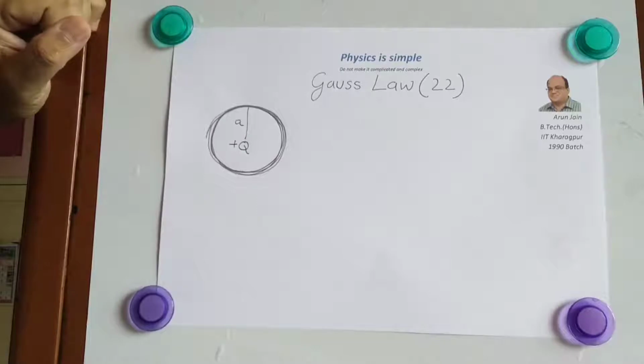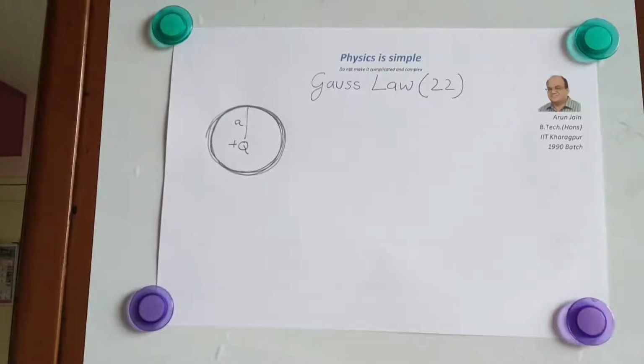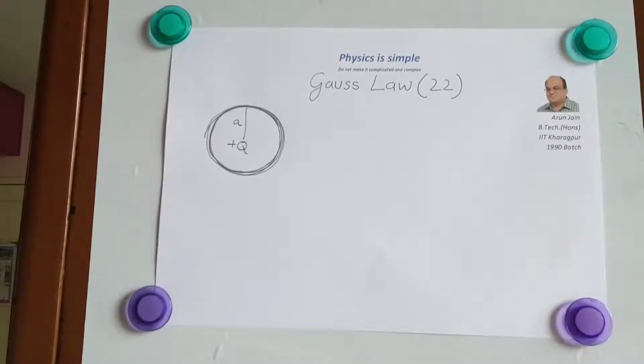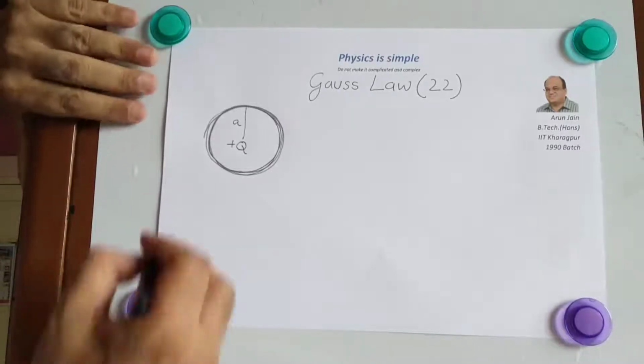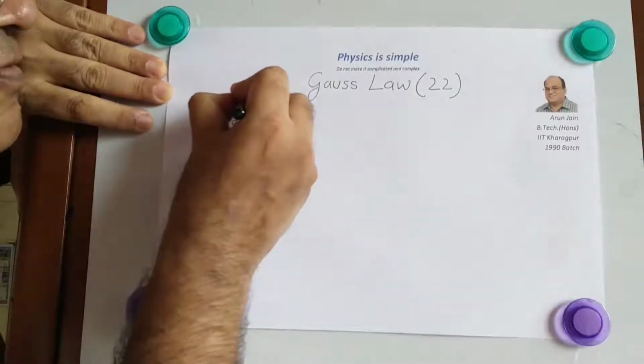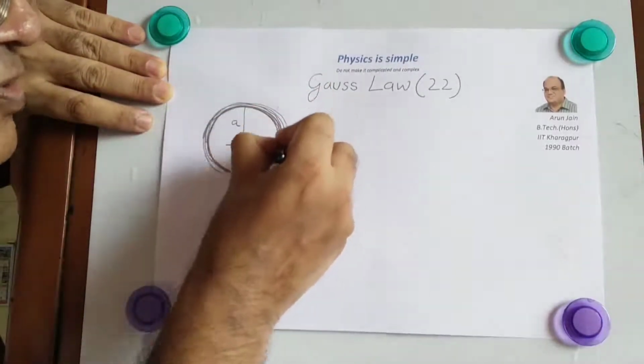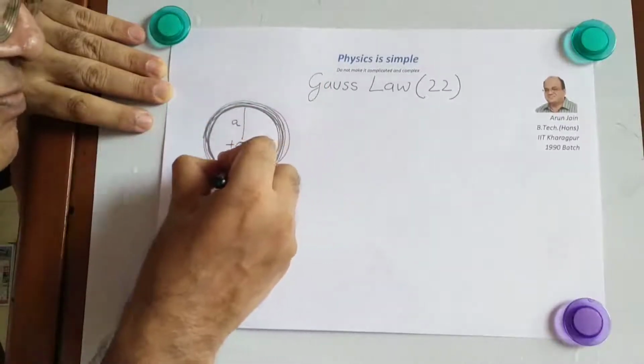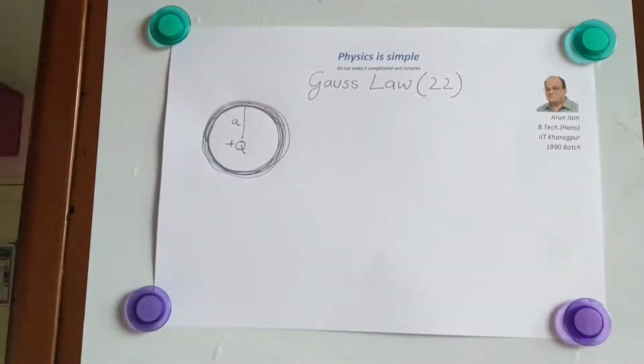Now we have to find, first part, the surface charge density on the inner and outer surface. So that's why I have drawn this slightly thick. Actually it's not very thick, but we have drawn it slightly thick so that we can see the inner and outer surface. Basically we want to find the surface charge density, that means the charge per unit area, on the inner and outer surface.